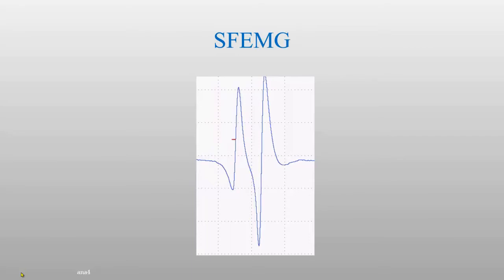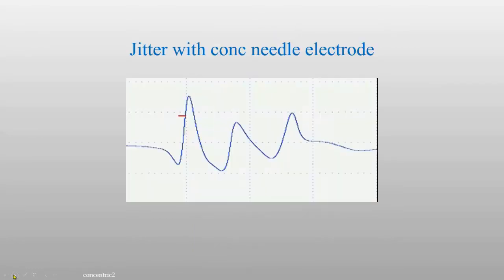Here's a recording with a single fiber electrode, and you see the sharp spikes with constant shape at consecutive discharges. And here's a recording with the concentric needle electrode. This sound is a little more dull, and these signals have a slightly lower slope, longer rise time, and this is the sound of it.